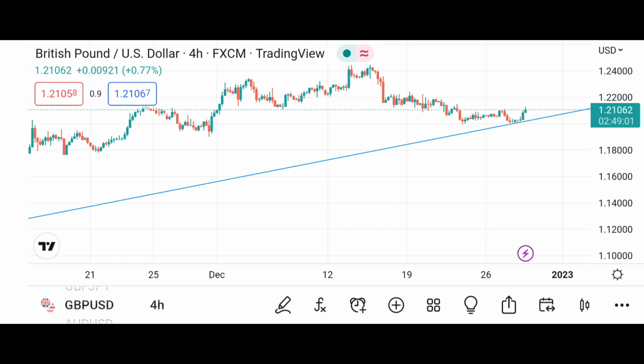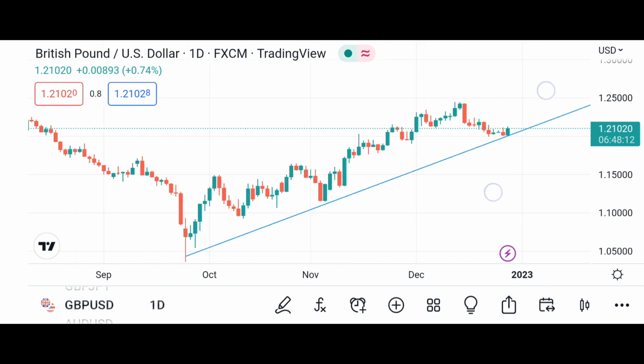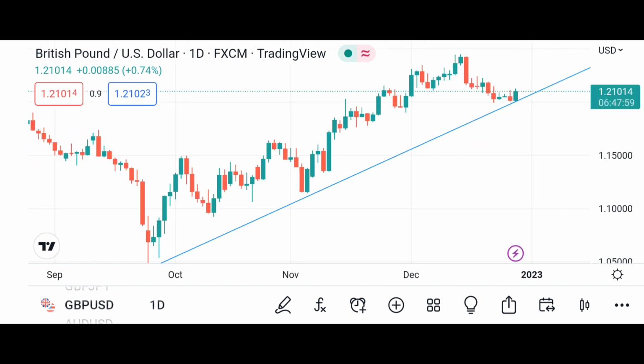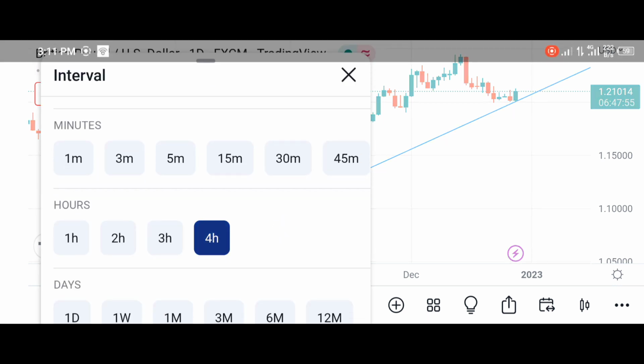So let's go back to the daily time frame. On the daily time frame, you can realize that the cable is in an uptrend. And you may think that with such a big bearish engulfing candlestick pattern, the trend is going to go on a downtrend. But as you can see, it is respecting the trend line. So let's go back to the 4-hour time frame and see something.